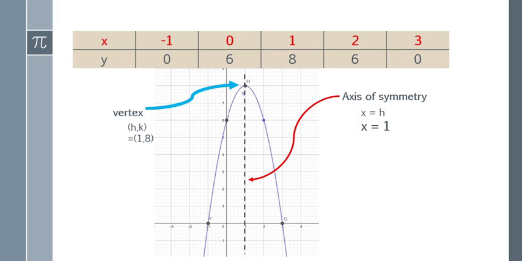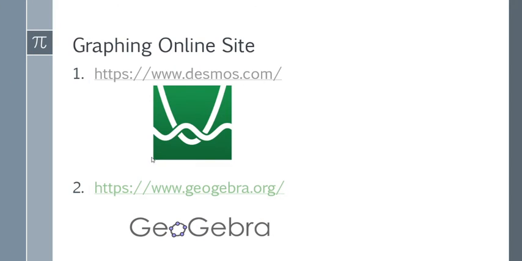Okay, ganun lang po pagsusolve at pag-identify ng vertex and the axis of symmetry. Okay, so ito yung ginamit kong website sa pag-graph. So, yung Desmos.com or the GeoGebra.